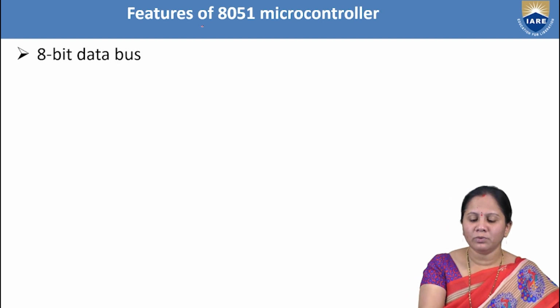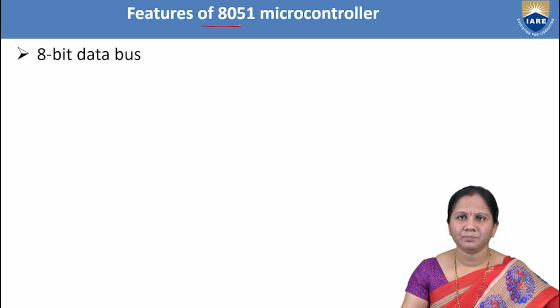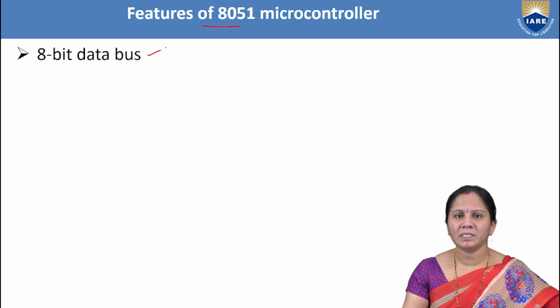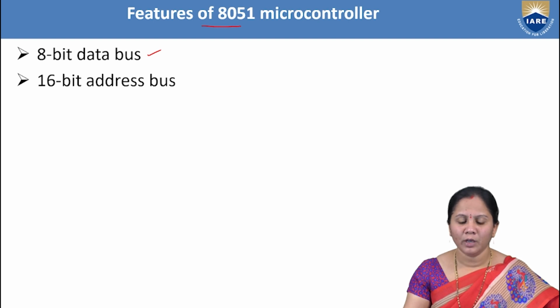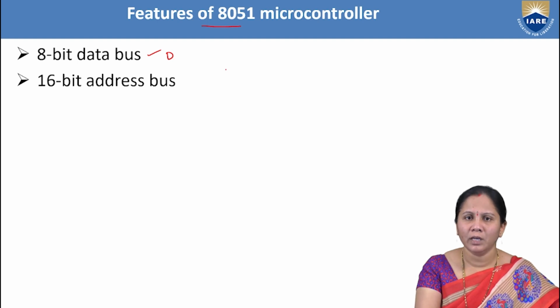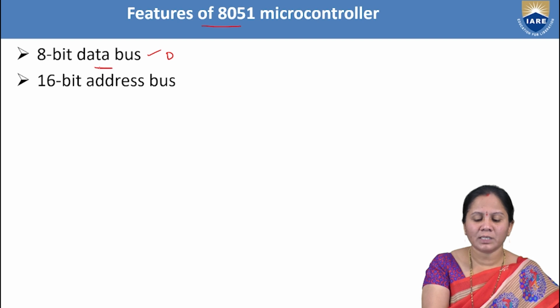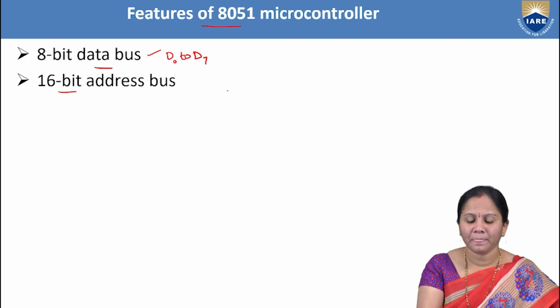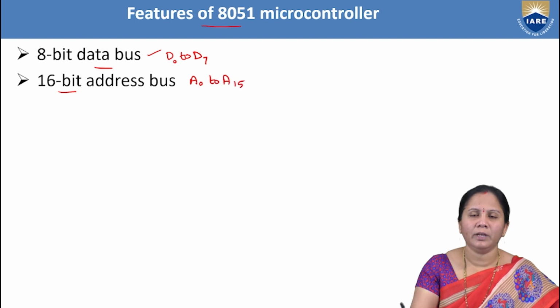Now, coming to the features of the 8051 microcontroller. It has an 8-bit data bus and a 16-bit address bus. You will have data lines in the pin diagram, because in this session we are going to discuss the pin diagram. Since the data bus size is 8-bit, you will have the data lines from D0 to D7, and since it is a 16-bit address bus, you have 16 address lines, from A0 to A15.